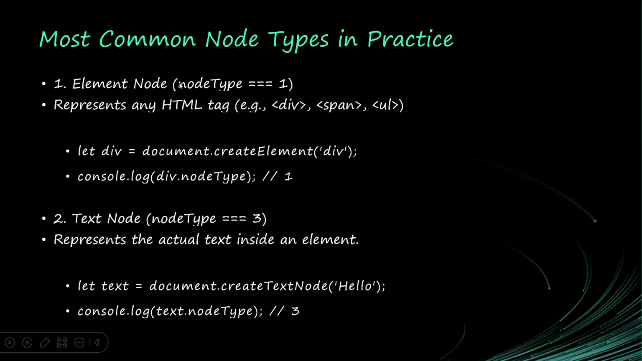So we have element node, we have text node. The node type of an element node is 1, the node type of a text node is 3. And you can actually create a text node, but we'll talk about that later on.